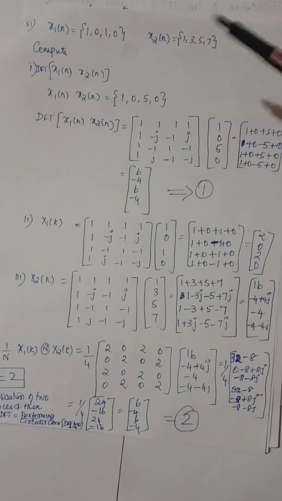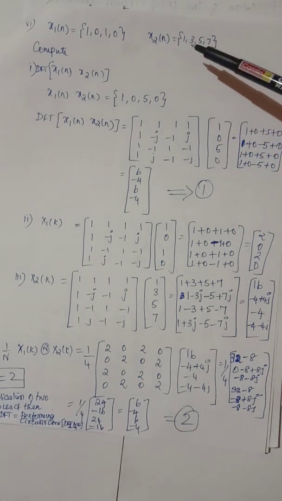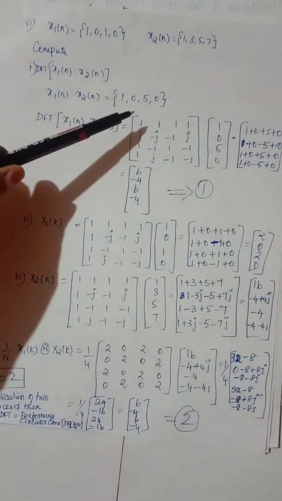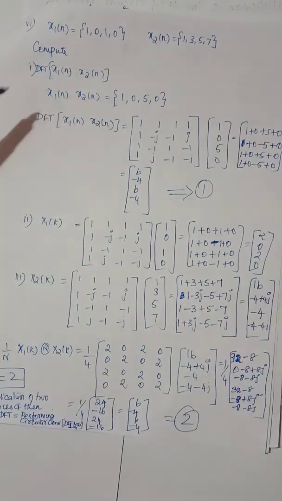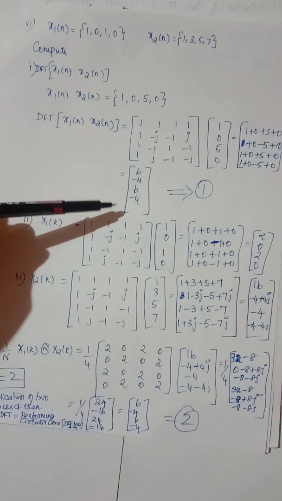Now see this example. x1 of n is 1, 0, 1, 0 and x2 of n is 1, 3, 5, 7. Now perform multiplication. When you multiply x1 and x2, you will get this sequence: 1, 0, 5, 0. Then we need to perform DFT. When you perform DFT, what you get is 6, minus 4, 6, minus 4.